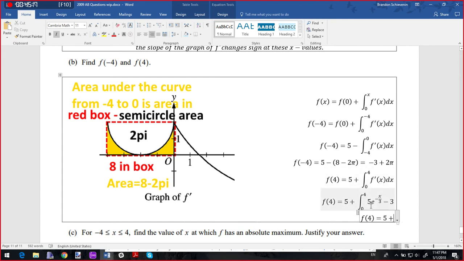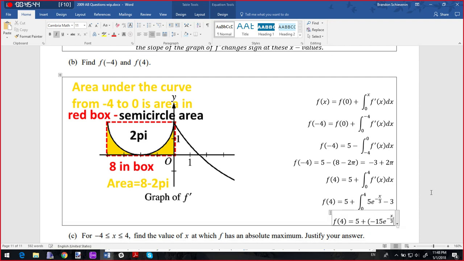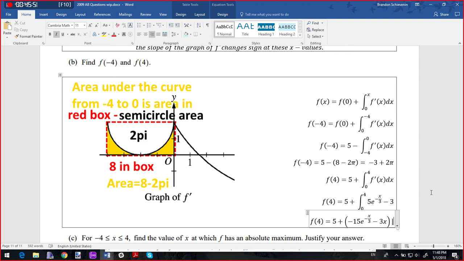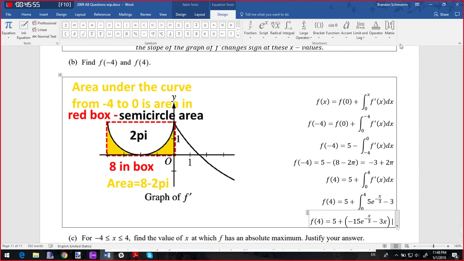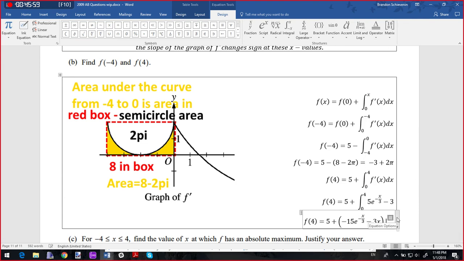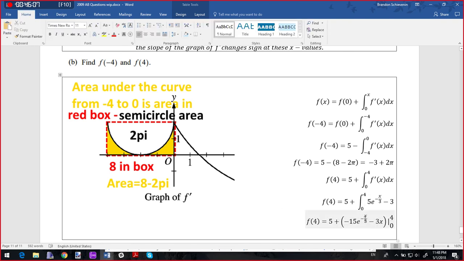When I integrate this, if I derive 5e to the negative x over 3, I would multiply by negative 1/3. So when I integrate, I'm going to do the opposite. I'll divide by negative 1/3, which is the same thing as multiplying by negative 3. So this is 5 plus negative 3 times 5, which is negative 15, e to the negative x over 3, minus 3x. And I do need to plug in my upper bound and lower bound, because even though my lower bound is 0, if I plug in 0, I'm raising e to the 0 power, which is 1, and I will still get a value.